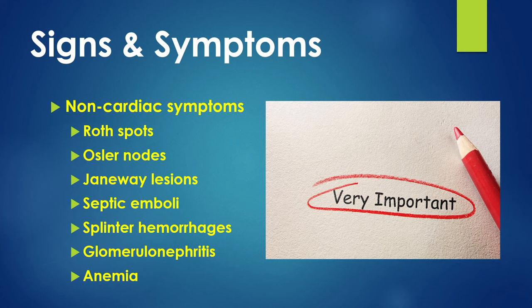So we're going to go through a couple of these: Roth spots, Osler nodes, Janeway lesions, septic emboli, splinter hemorrhages, glomerulonephritis, and anemia. I know it's a lot. You just got to review it. The mnemonic is there if you want to, but let's go through a couple of these.